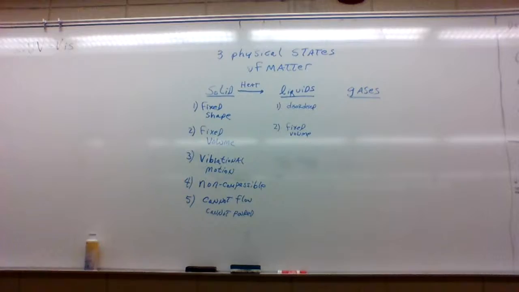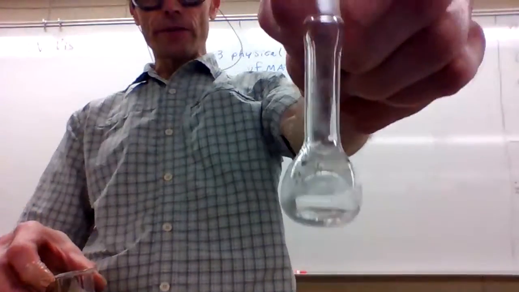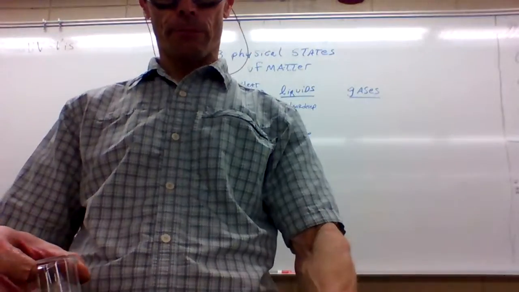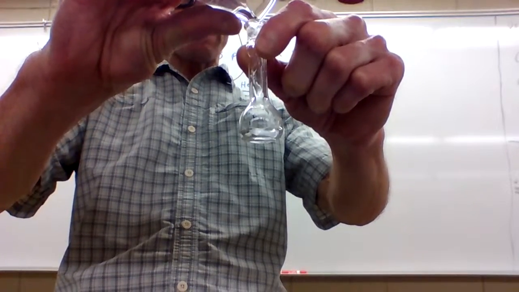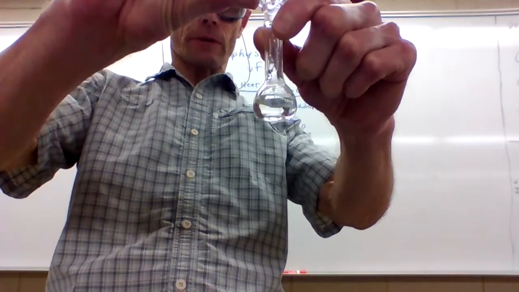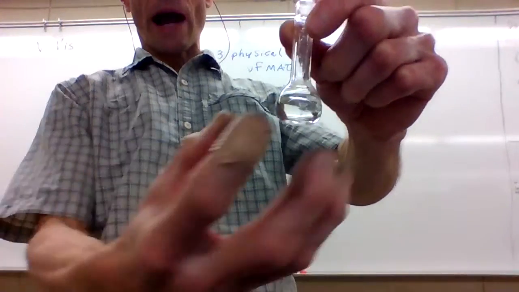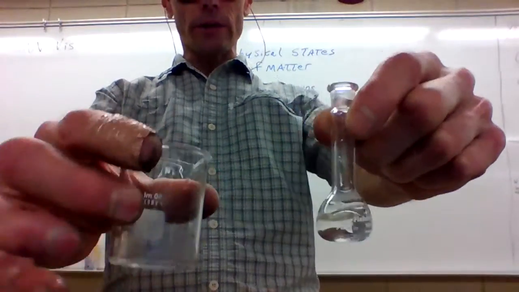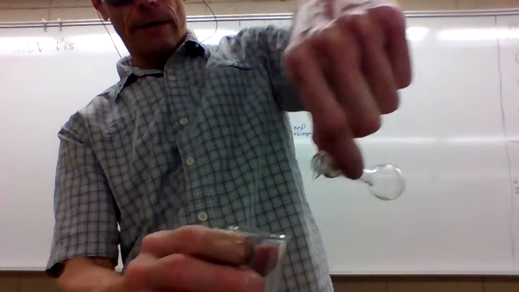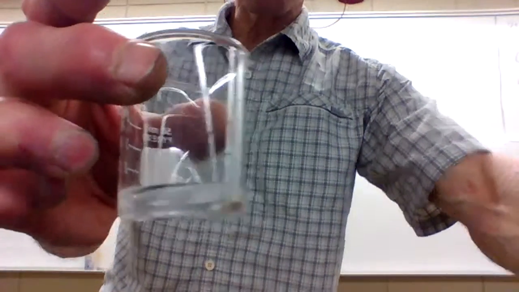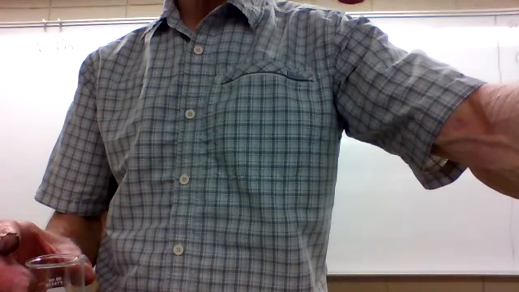And this is what I mean by taking on the shape of the container. This is a volumetric flask. I'm going to pour that liquid in there, and notice the shape of the liquid is now different. It has a round shape to it. So the liquid takes on the shape of its container. Pour it back in there. That's what's important about liquids. That's one of their properties.